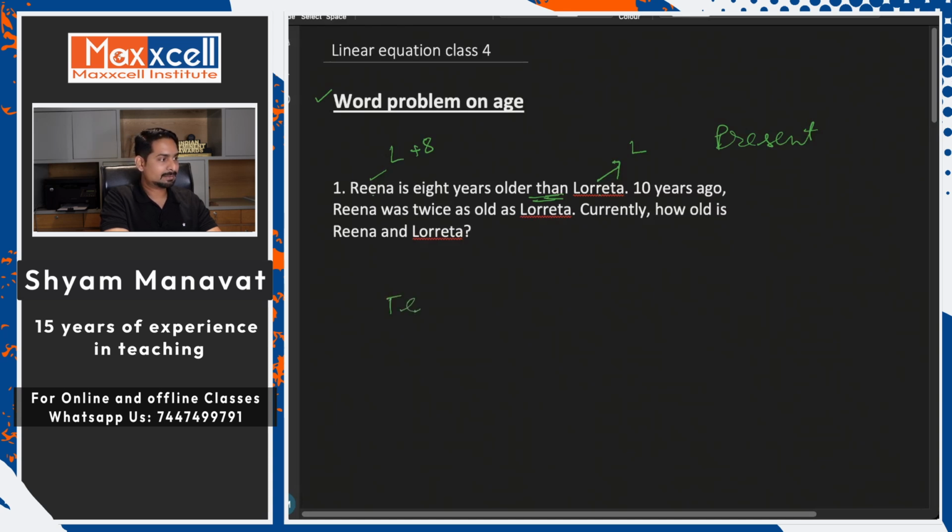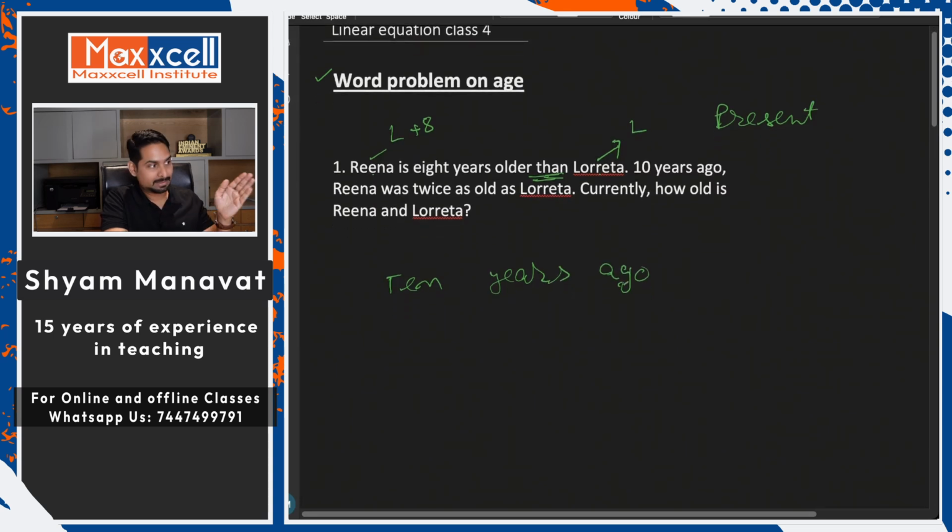Now, if you look at 10 years ago, back in time, you go back in time 10 years ago. So Loretta's age 10 years ago should be what? L minus 10. Yeah. And Rina's age should be what? Present age of Rina, which we got, L plus 8. 10 years back, this should be minus 10. When you say 10 years ago, it should be minus 10 in both of them.